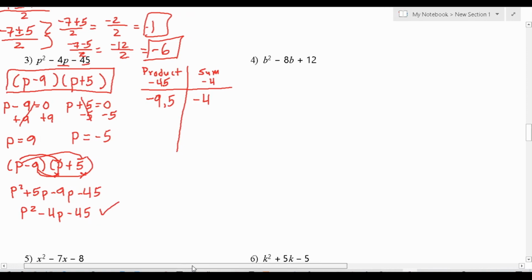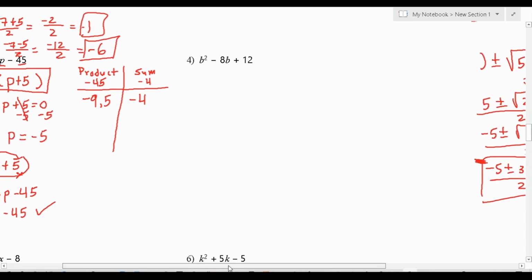Okay, so let's go ahead and do number 4. Again, we know the answer is going to be in this form, b. That said, we're looking for two integers that multiply to positive 12 and add to negative 8. So again, we're looking for the product of those two integers to be positive 12, and the sum of those two integers to be negative 8.